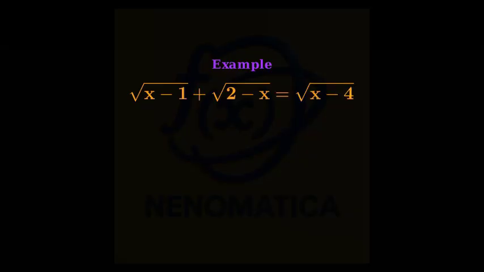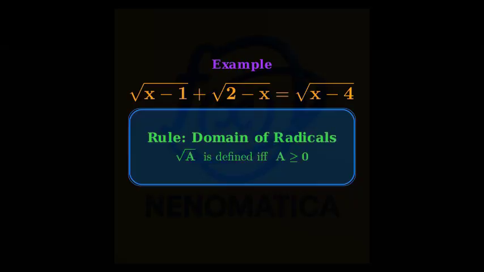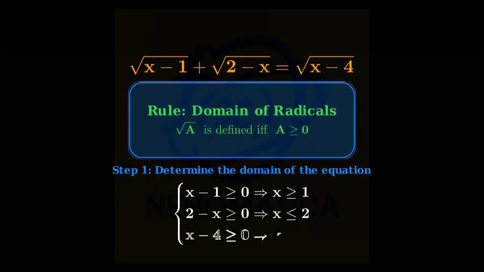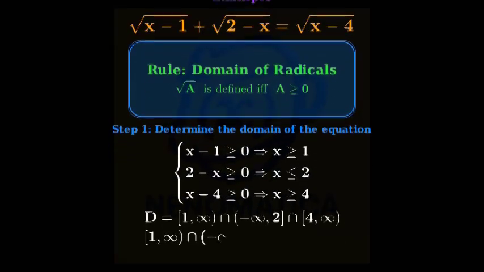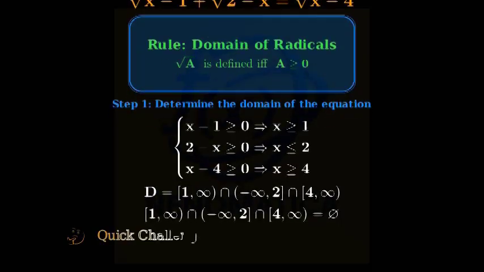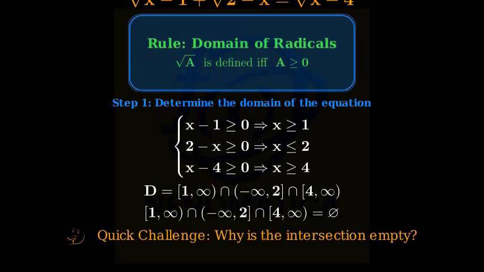Step 1. Determine the domain of all square roots. We use the rule that a square root is defined if and only if its radicand is greater than or equal to 0. Now write the 3 inequalities for the 3 radicands. Convert each to interval form and intersect them. We will see that the intersection is empty, so no x satisfies all 3 at once.